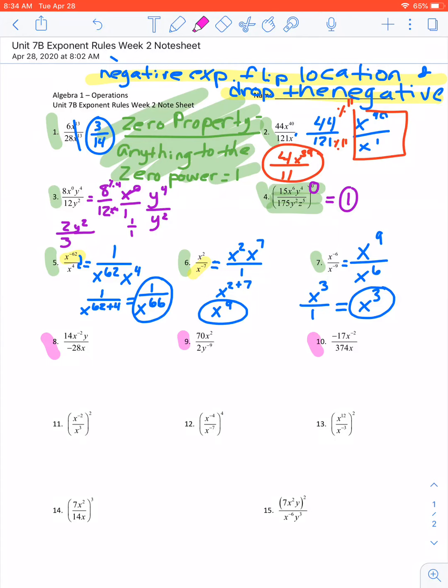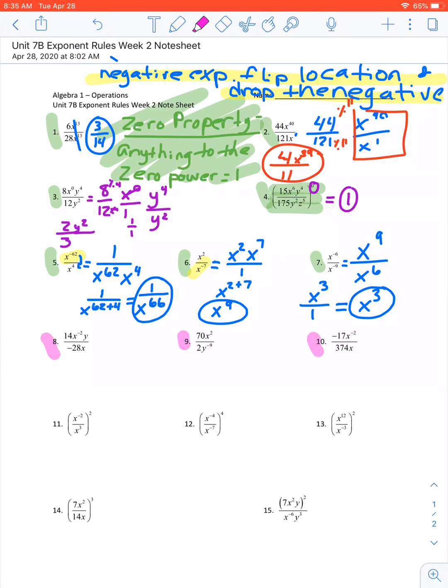So the first day of this week we talked about the zero property and how anything to the zero power is 1. The next day we talked about negative exponents, and up there in yellow it says if there's a negative exponent you flip the location, so if it's in the numerator it goes to the denominator, if it's in the denominator it goes to the numerator, and you drop the negative and then simplify. So 8, 9, and 10 are going to combine negative exponents and the quotient property. Okay? So we're going to do these three problems here.